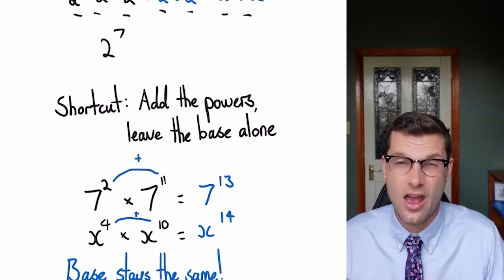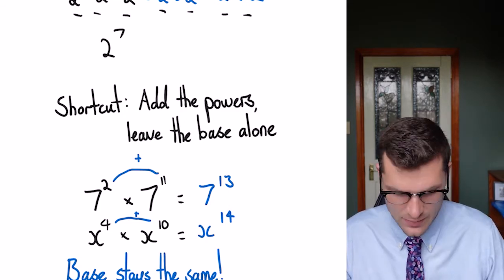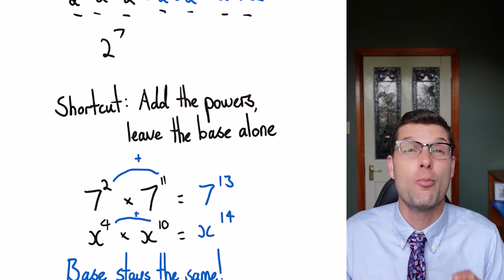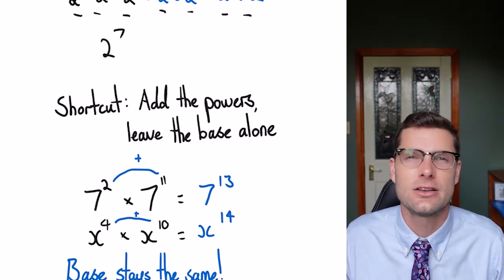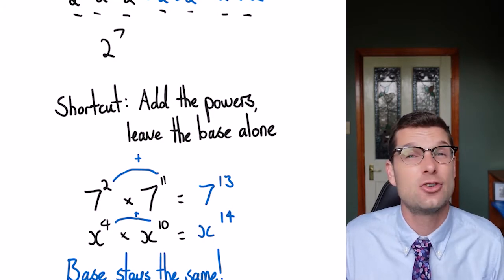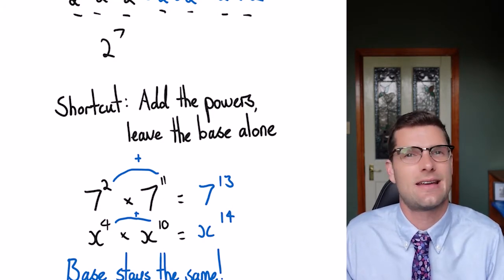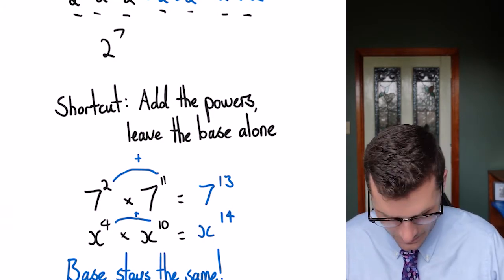Don't change them. A really common mistake that my students make in that first example, they'll multiply the two sevens together and write 49 to the power of 13. Make sure that you are leaving those bases exactly as they are.